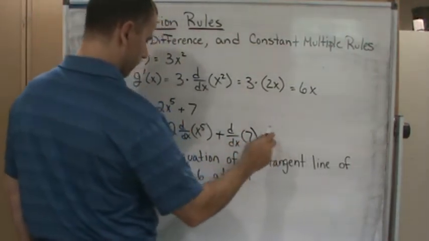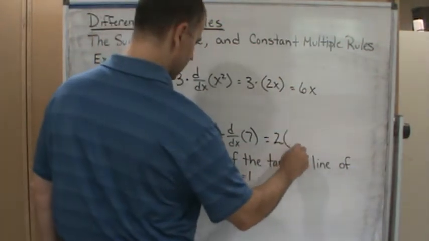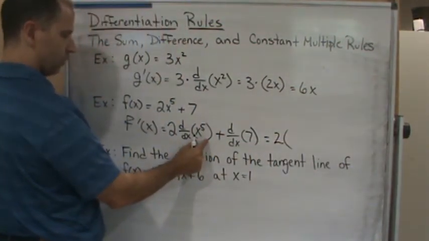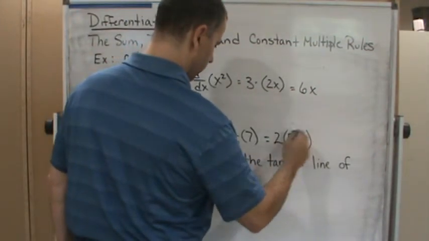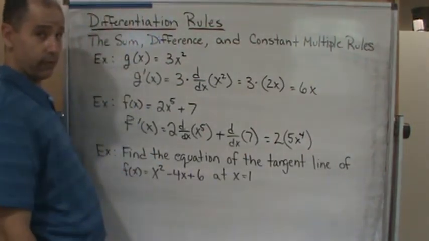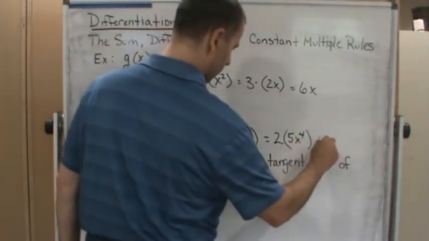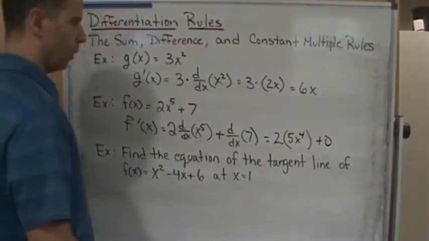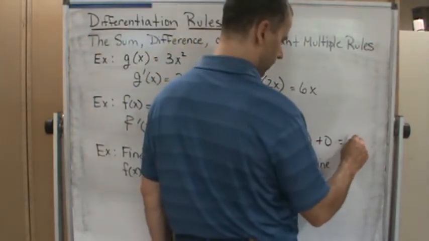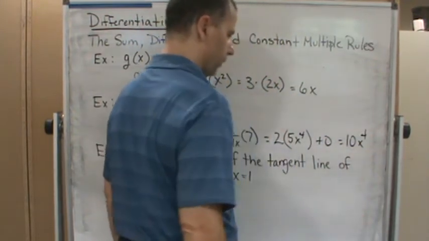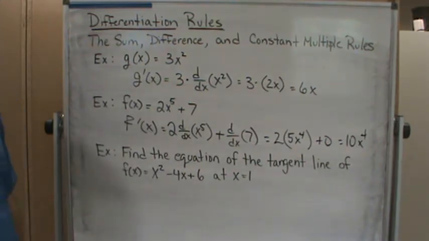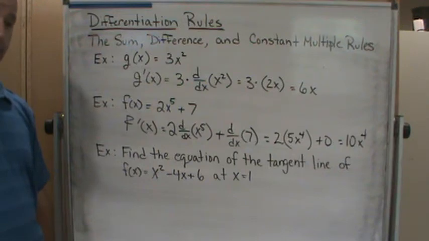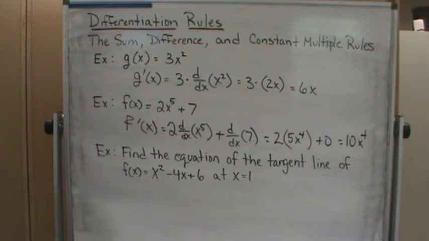So what happens? This is just going to be 2 times the derivative of this, which is a power rule, is going to be 5x to the 4th. Now the derivative of this is a constant, so the derivative of a constant is always what? 0. So it's just going to be plus 0. So we don't have to add anything. So what's the final answer? It's going to be 10x to the 4th. And we're done. Very easy. It's much easier than using the definition of a limit, using the limiting process of the difference quotient.